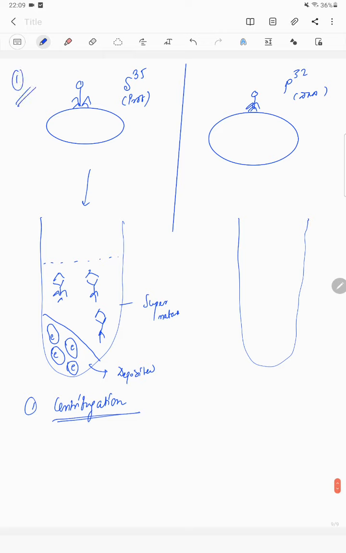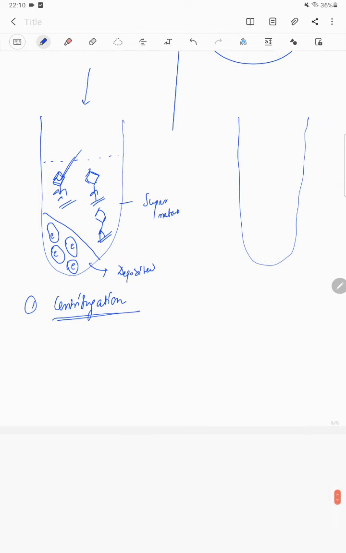Now let us see the first case in a little more detail. What was there in the first case? In the first case they cultivated them in sulfur 35. Now where is the sulfur going to be present? The sulfur is generally present in protein. Now we know that the capsid part, that is this hexagonal or pentagonal part, is generally made up of protein. So where is the protein going to be present? The protein is going to be present in the supernatant part.